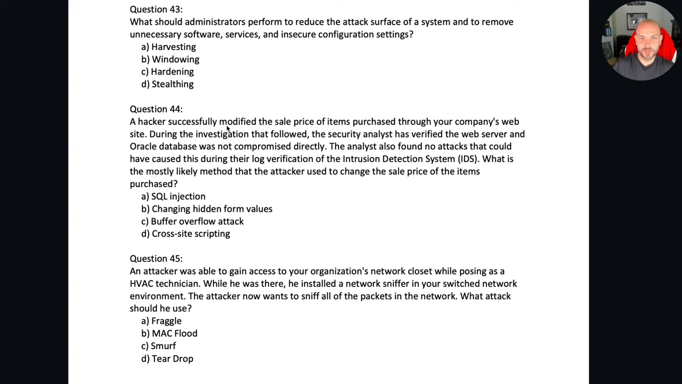A hacker successfully modified the sale price of an item purchased through a company's website. During the investigation, analysts verified that the web server and Oracle database were not compromised directly. Okay. The analyst also found no attacks that could have caused this during their log verification with the IDS. So it wasn't an exploit on the software itself or the hardware. It wasn't something that would have been caught by an IDS system. What is most likely the method the attacker used to change the sale price?